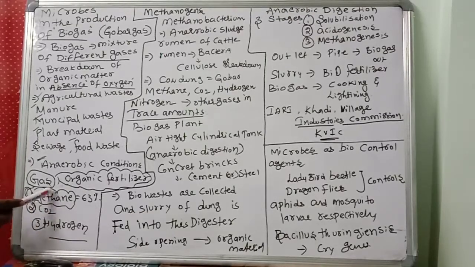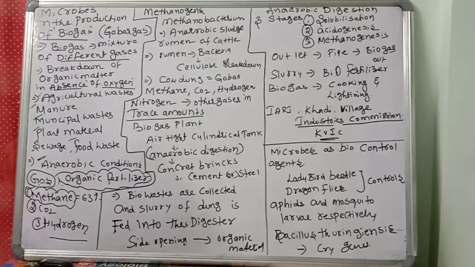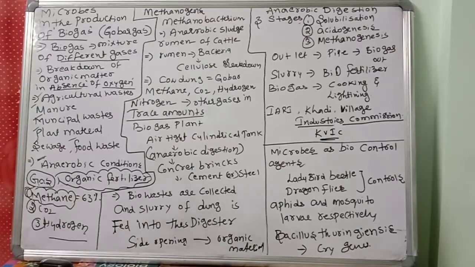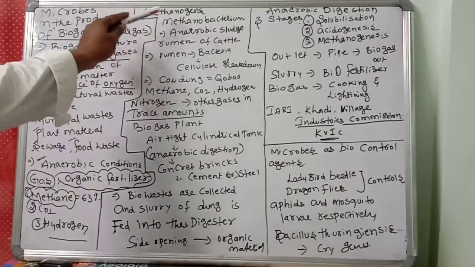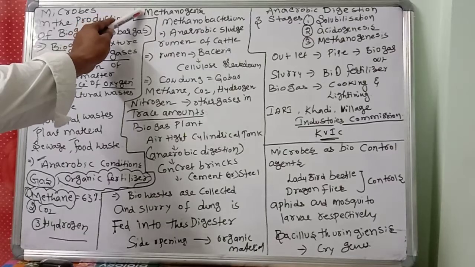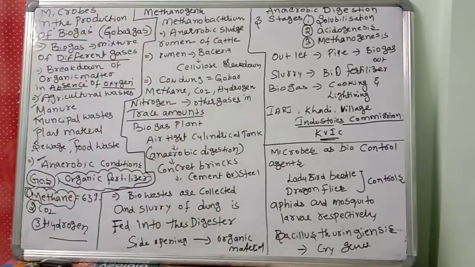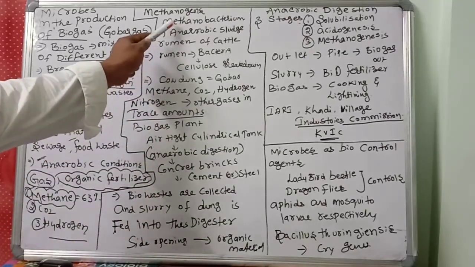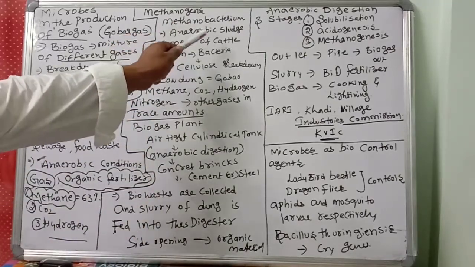The gas consists of methane, carbon dioxide and hydrogen. In this overall gas, the methane composition is higher. That's why it's called methane gas, from methanogenesis. For the production of this methane gas from waste organic matter, we will use methanogens. Methanogens means methane-producing bacteria. The best example of a methanogenic bacterium is Methanobacterium.